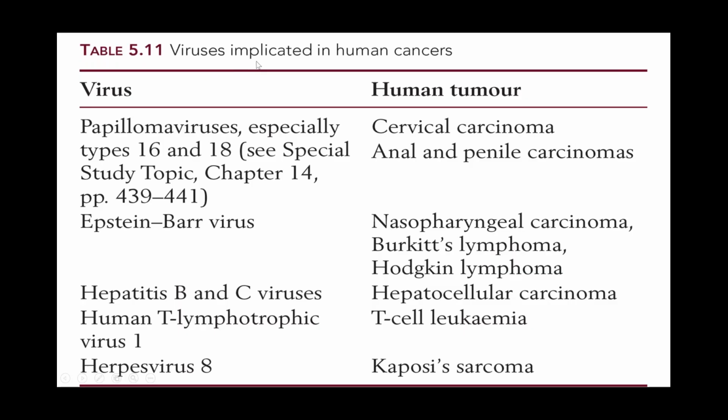And this is the virus implicated in human cancer. Human papilloma virus, especially type 16 and type 18, can lead to cervical carcinoma, anal and penile carcinoma. Epstein-Barr virus can lead to nasopharyngeal carcinoma, Burkitt's lymphoma, and Hodgkin lymphoma, and hepatitis B and C virus, hepatocellular carcinoma. Human T lymphotropic virus can lead to T-cell leukemia, and herpes virus can lead to Kaposi sarcoma.